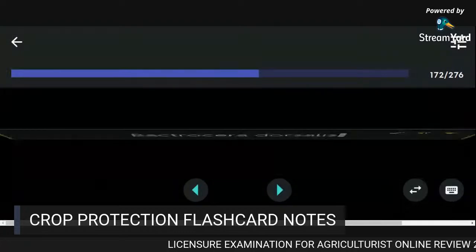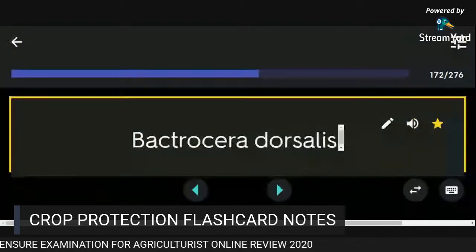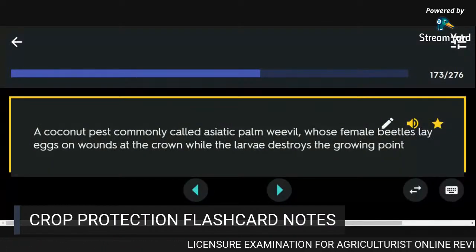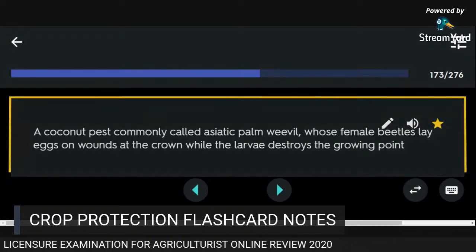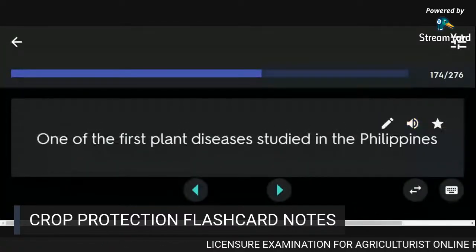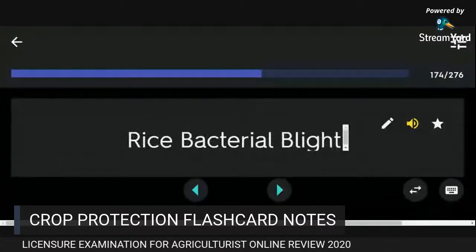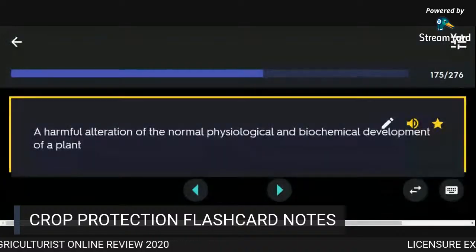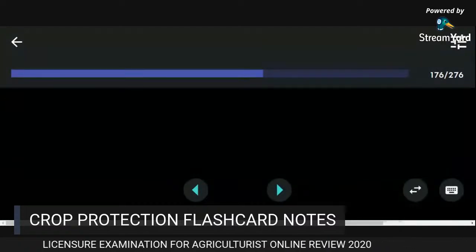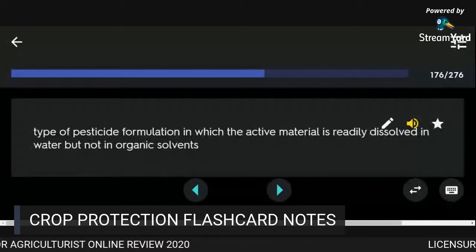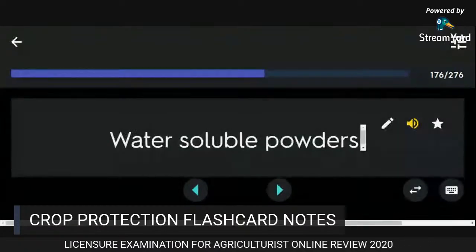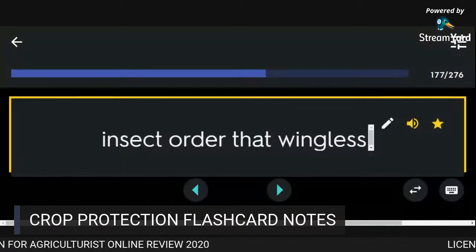Bactrocera dorsalis. A coconut pest commonly called Asiatic palm weevil, whose female beetles lay eggs on wounds at the crown while the larvae destroy the growing point. Rhynchophorus ferrugineus. One of the first plant diseases studied in the Philippines. Rice bacterial blight. A harmful alteration of the normal physiological and biochemical development of a plant. Disease. Type of pesticide formulation in which the active material is readily dissolved in water but not in organic solvents. Water-soluble powders. Insect order that is wingless. Anoplura.